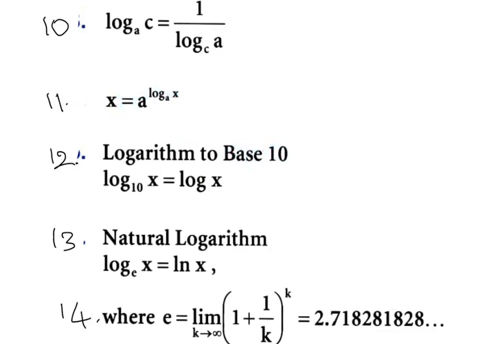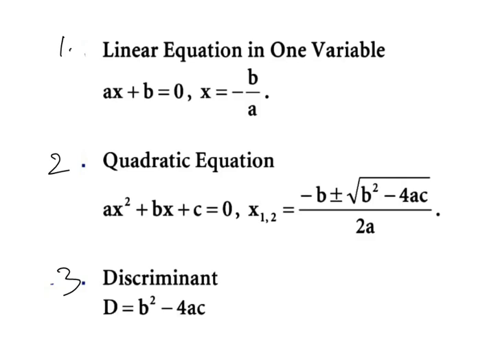Logarithm to base 10 is log x base 10 equal to log x. We can write this log x means the base always 10. The natural logarithm is log x base e, that is ln x. The value of e is, we know that, 2.7182818288 and so on, that equal to limit k tends to infinity of (1 + 1 by k)^k, that's the value.